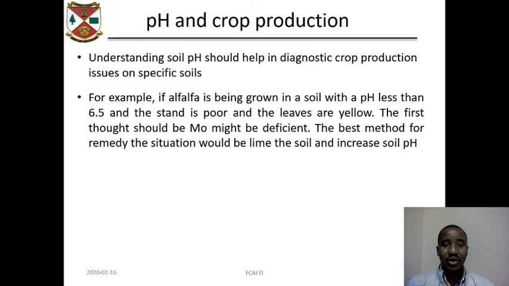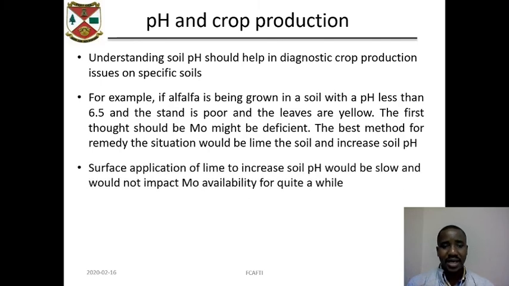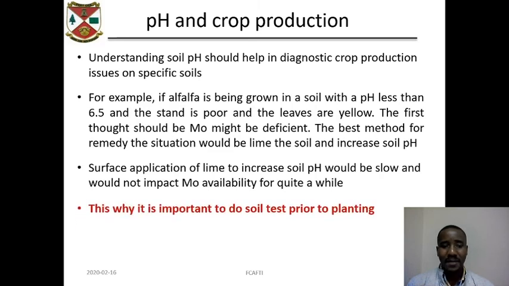that is the medium for plant growth, whether it's soil or compost or any amendment, right? And that is poor. It does not have nutrients, and the leaves are yellow. The first thought should be that molybdenum might be deficient. The first remedy would be to lime the soil and increase soil pH. Surface application of lime to increase soil pH would be slow and would not impact molybdenum availability for quite a while. That is why it is important to do a soil test prior to planting.